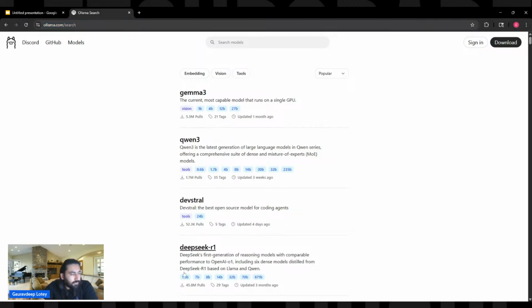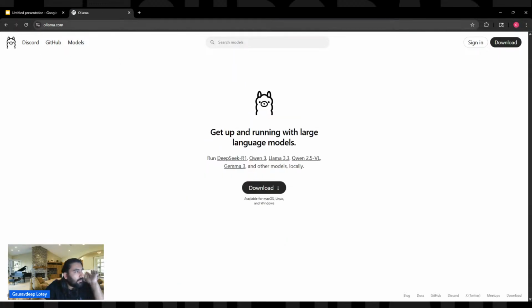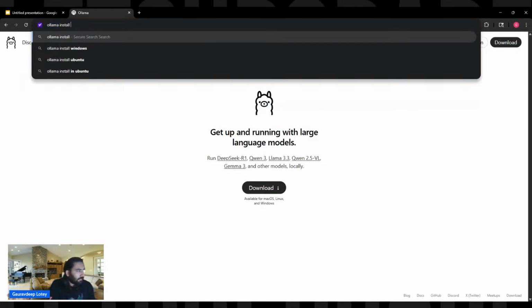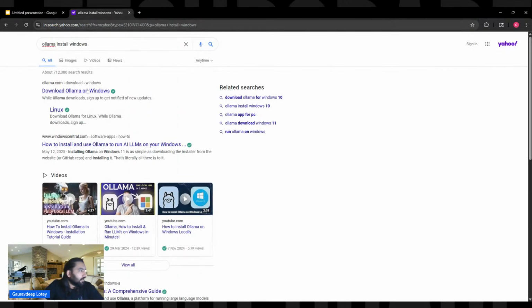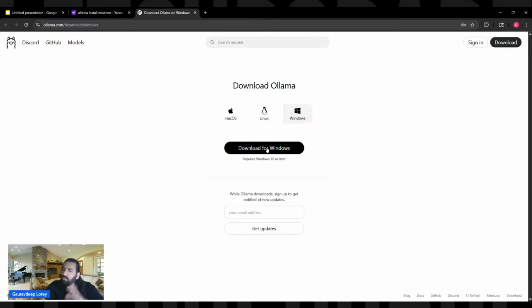Even before we do that, first of all we'll have to open your terminal and check the Ollama version. Suppose Ollama is not installed, you will get an error over here: Ollama is not recognized as an internal or external command. Then you will have to go to Ollama and simply search for Ollama install. How to install on Windows? Go to the download page. On Windows you will directly get an executable .exe setup file. Click download for Windows, and you will be able to download it.